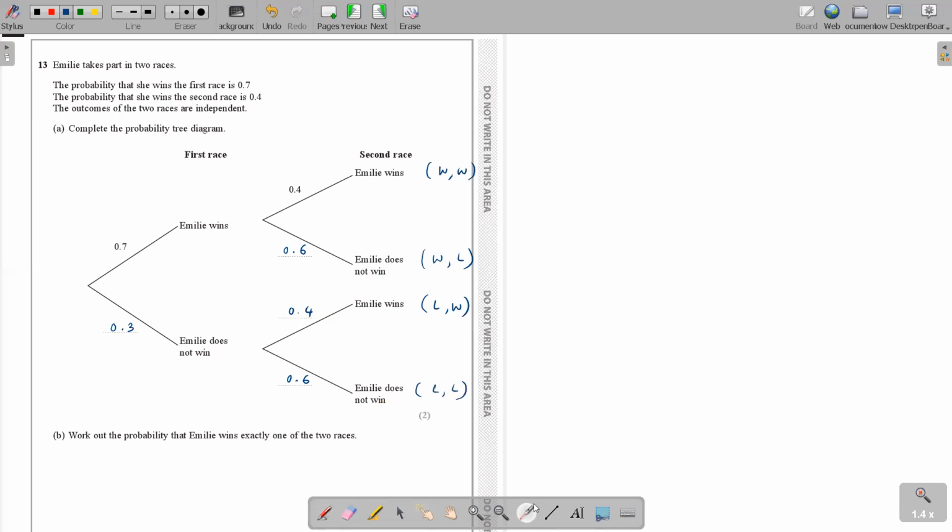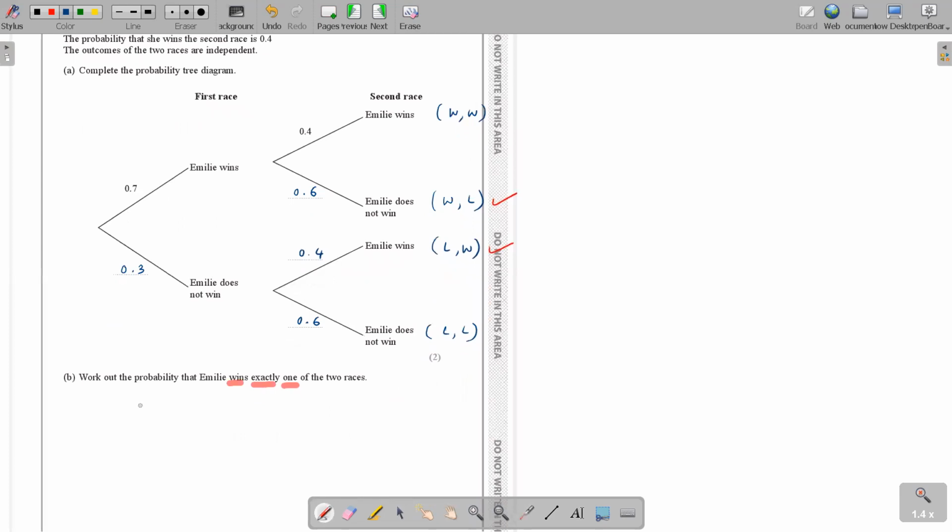We are asked to find the probability she wins exactly one of the two races. So which branches are we talking about? First branch has 2 wins in both the races. Second branch has 1 win. Third branch also has 1 win. The last one, there are no wins. I want exactly 1 win, so I'm going to talk about branches 2 and 3. Along the branch, the rule is that the probabilities are multiplied, and in different branches, we add the probability.